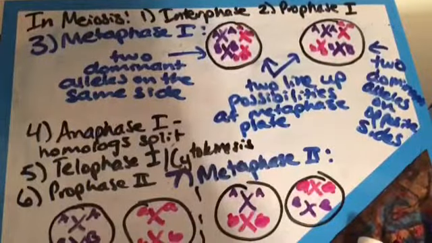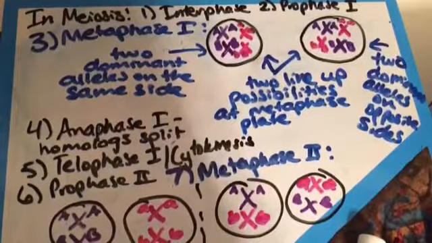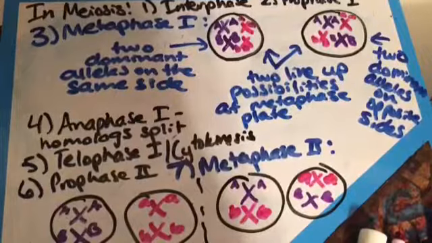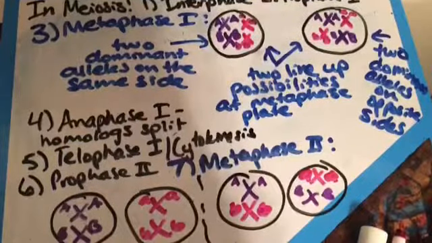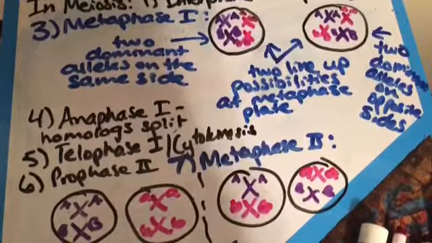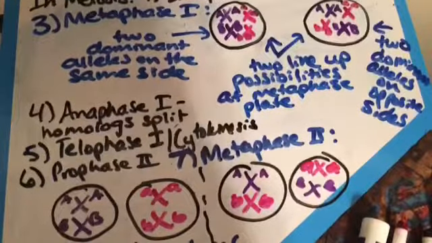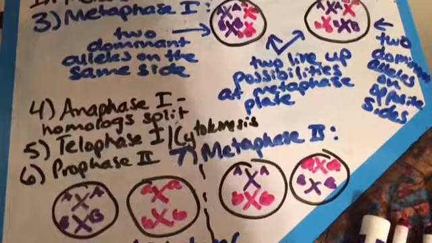The law of independent assortment happens during metaphase 1 in meiosis 1. In this example, there are 2 sets of chromosomes, making a total of 4. The 2 A allele chromosomes are homologous and the 2 B allele chromosomes are homologous.